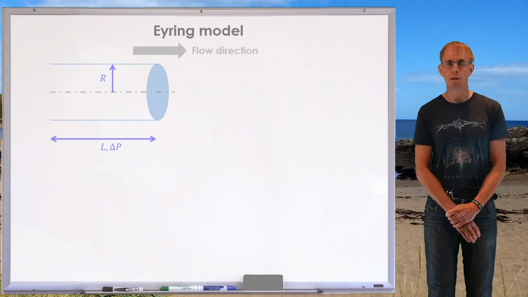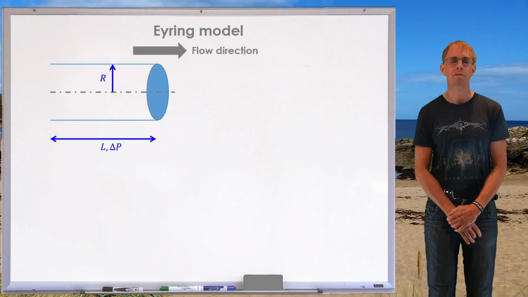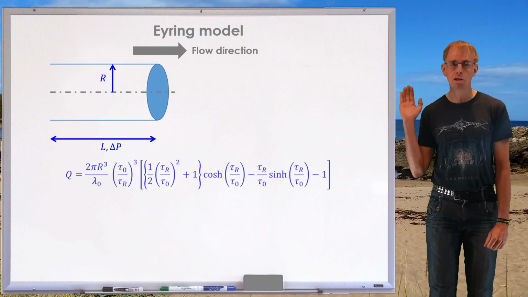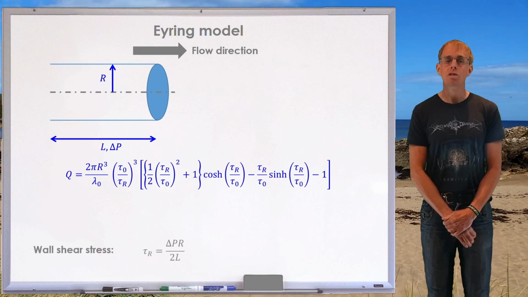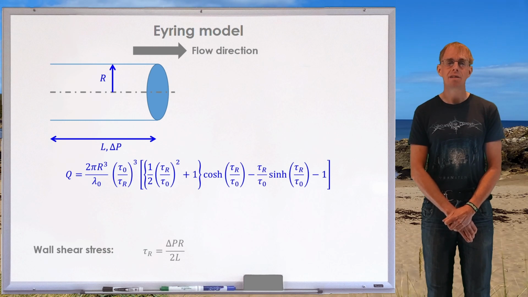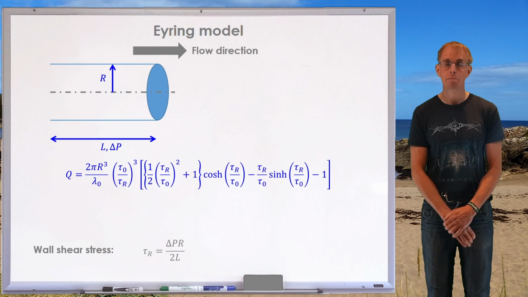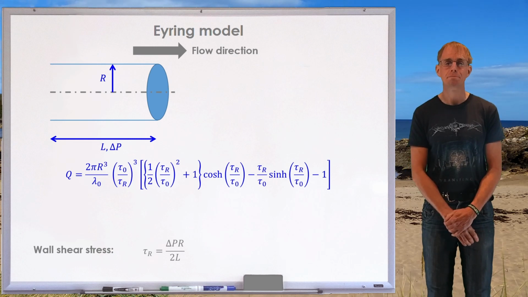Now, if we look at pipe flow again, a pipe with radius r of length L with a pressure drop across that length L of delta P, then here on the whiteboard is an expression for the volumetric flow rate. It's written in terms of a quantity tau r, and tau r here is equal to the pressure drop times the radius over 2 times the length. Tau 0 is a characteristic stress that is part of that Eyring model.